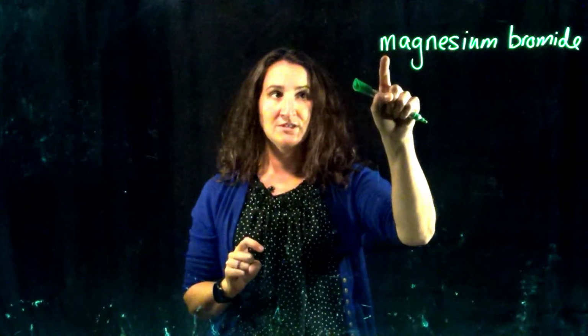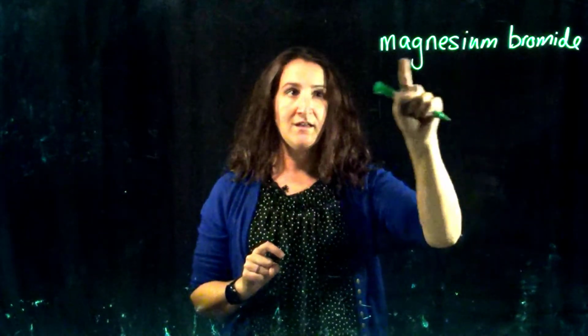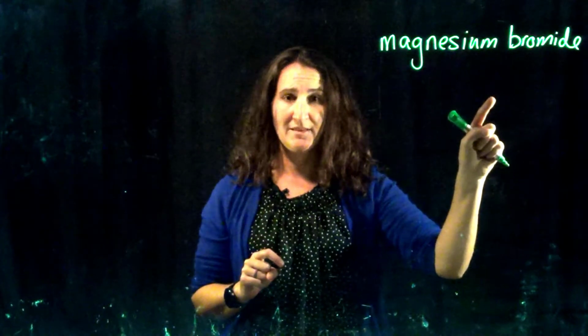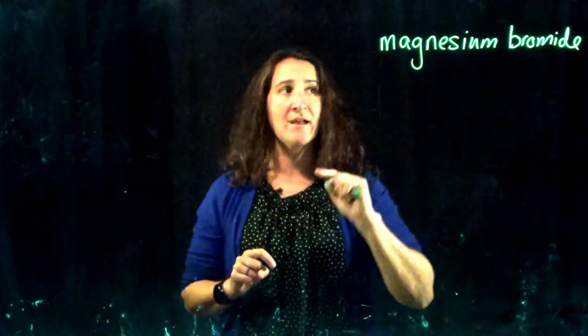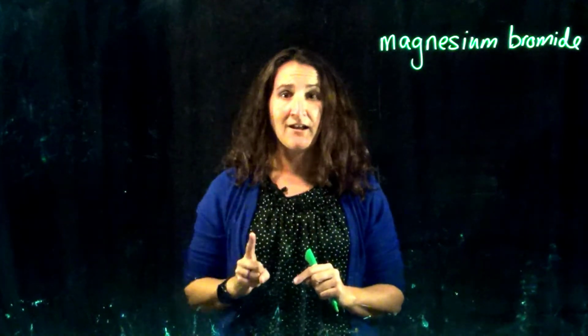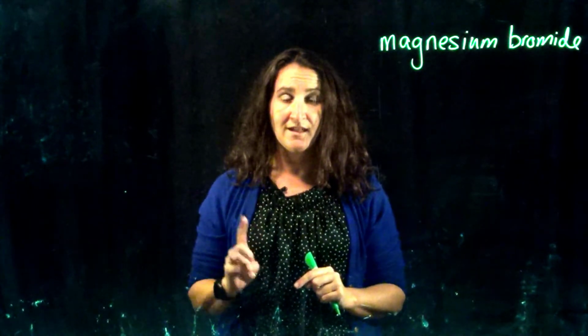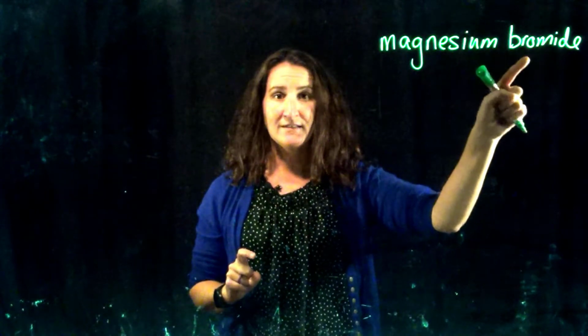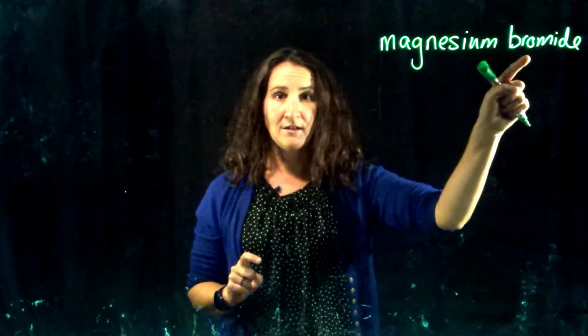And also something else I want you to notice is that the M is not capitalized, neither is the B. You don't capitalize the names of chemical formulas. All right, so magnesium bromide. First off, we have to decide, is this an ionic compound or a covalent compound? We know it's ionic because magnesium is a cation, bromide is an anion, or metal, nonmetal.